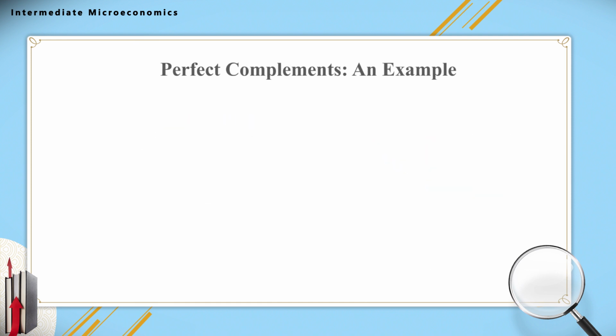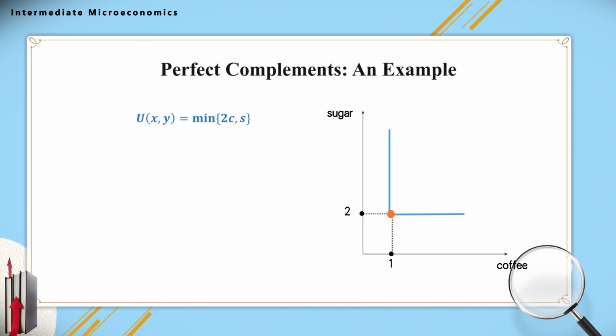For example, a utility function is u equals the minimum value between 2c and s. c and s respectively represent the amount of coffee and sugar. According to the utility function, the optimal choice must satisfy 2c equals s, which means this consumer always would like to add 2 spoons of sugar to 1 cup of coffee.